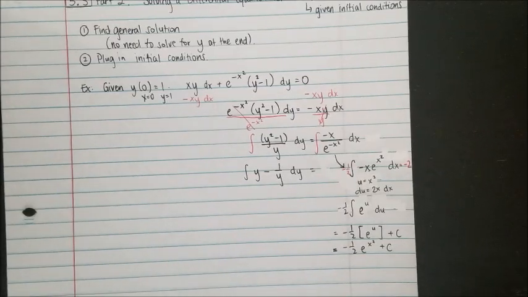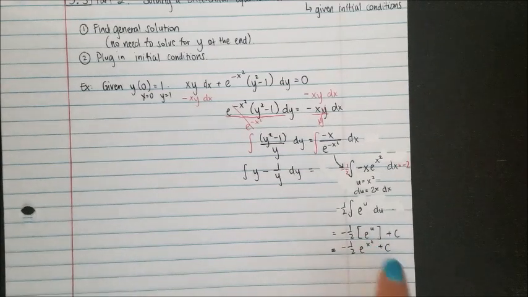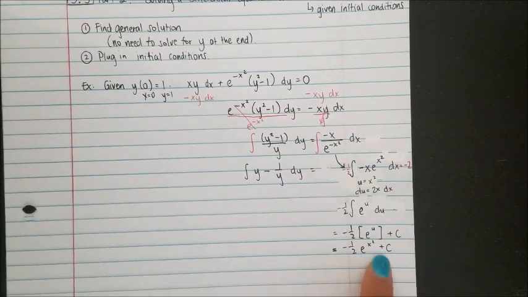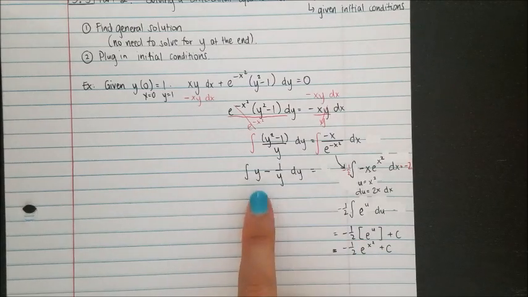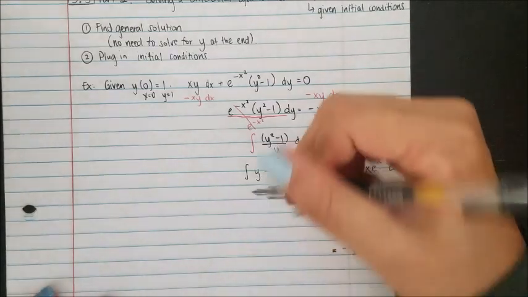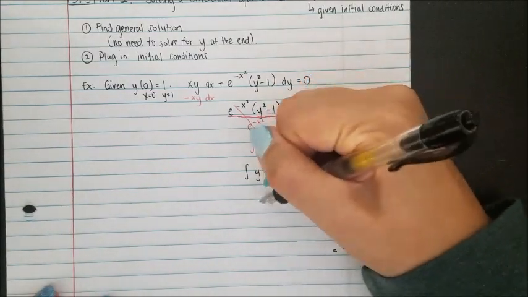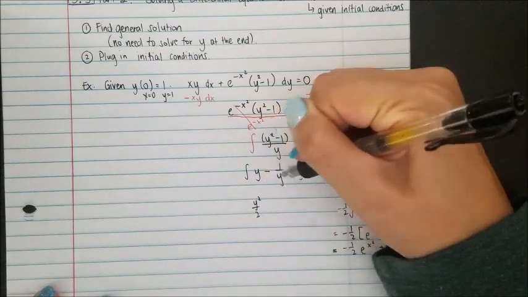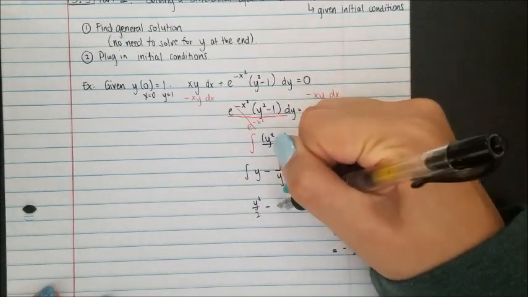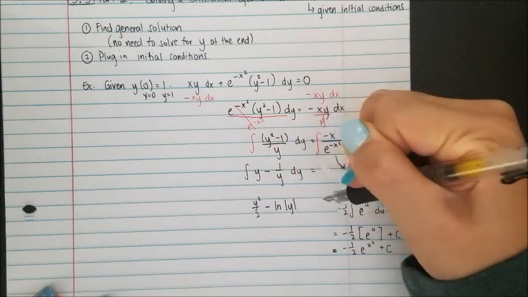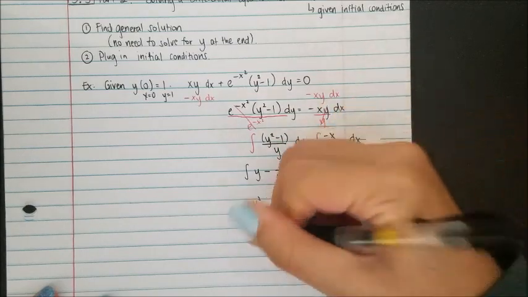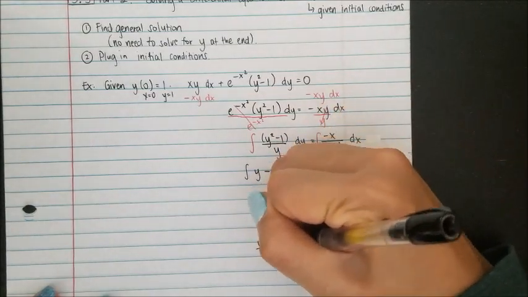So integrating that, I end up with negative 1/2 e to the u, since the integral of e to the u is just e to the u, and then I plug the u back in. So that's the right side. I'm done on that side, so let's integrate my left side this time. The integral of y is just y squared over 2, and the integral of 1 over y would make it natural log of y. Oh, let me rewrite that down there.